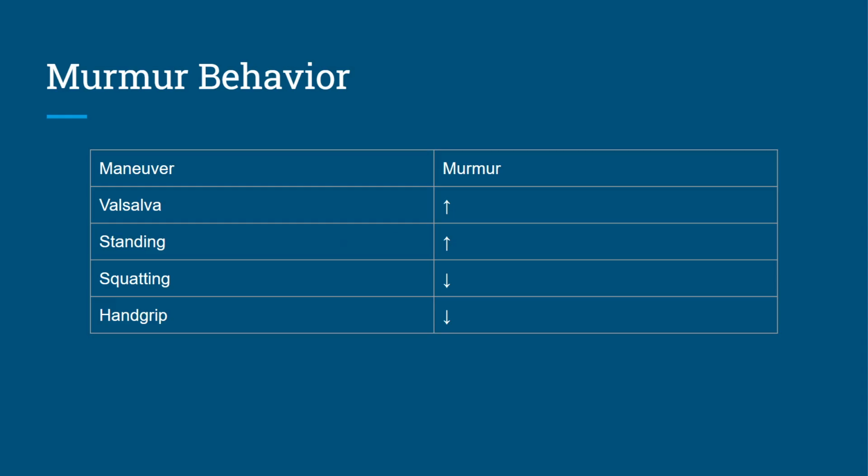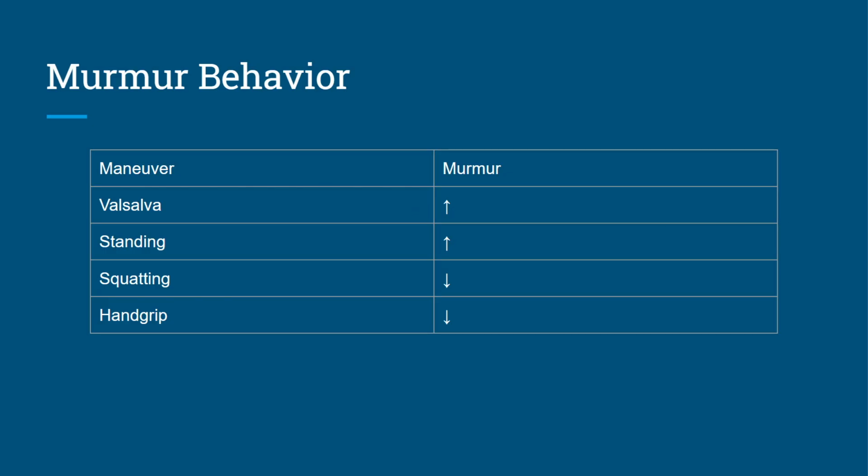So Valsalva increases the murmur because Valsalva decreases the venous return, which means your preload decreases, and that means your left ventricular cavity decreases even further than what it is now due to HOCM. So if you have a smaller left ventricular cavity, then you have even greater obstruction, and that's why the murmur gets louder.